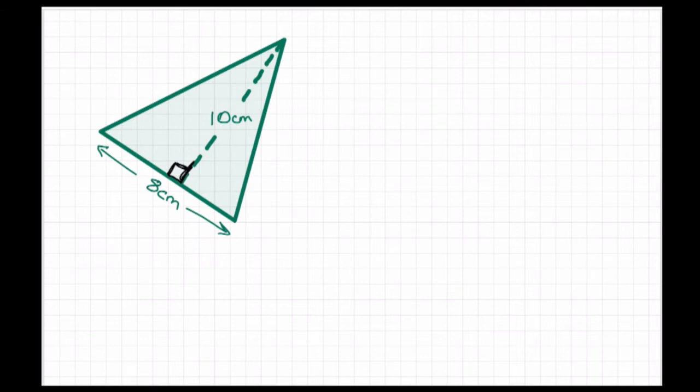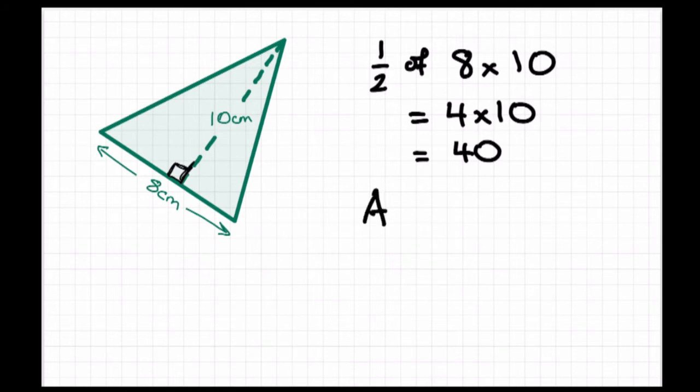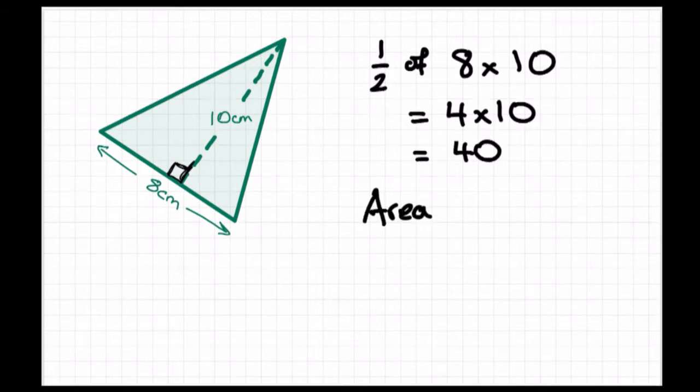Now I can do the calculation. A half, don't forget the half, of 8 times 10. So I could multiply 8 by 10 and then halve it, or I could halve one of the numbers. I'll halve the 8, and then I get the answer 40. So the area of this green triangle is 40 centimeters squared.